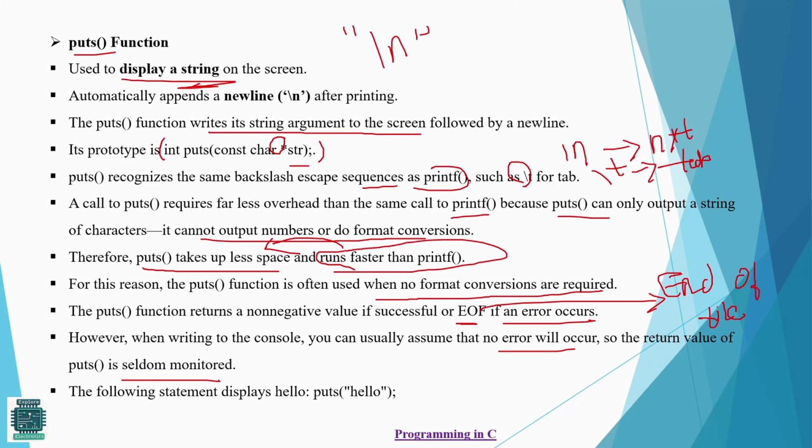So the following statement displays hello: puts hello. If you type this, you'll get an output of hello, meaning it is displayed. Right? This is about the puts function.